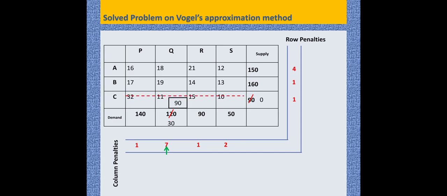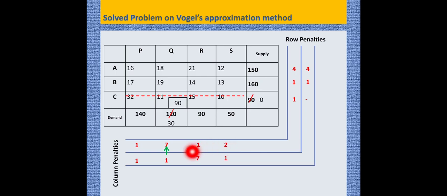So again we need to identify the row penalty and column penalty for the reduced transportation table. So here since there is no change, the row penalty will remain same. Here also the row penalty will remain same. In column penalty we need to check. So 17 minus 16 is 1. So 19 minus 18 is 1. Here there is a change. So here 21 minus 14 will come 7. So 13 minus 12 will be 1 here.